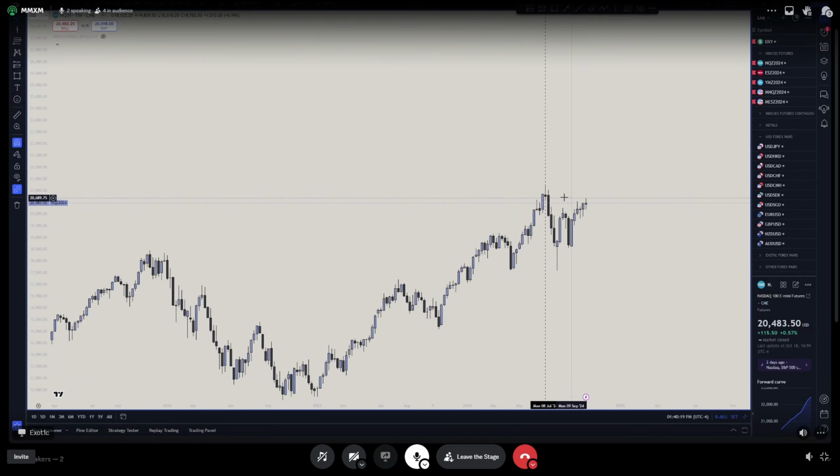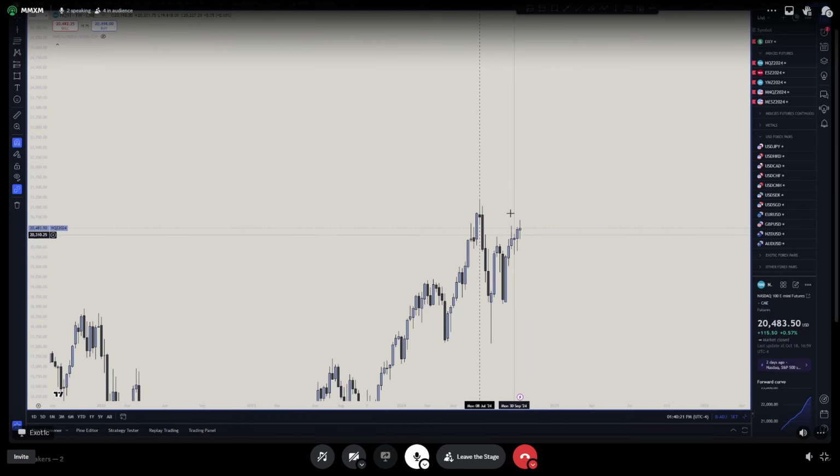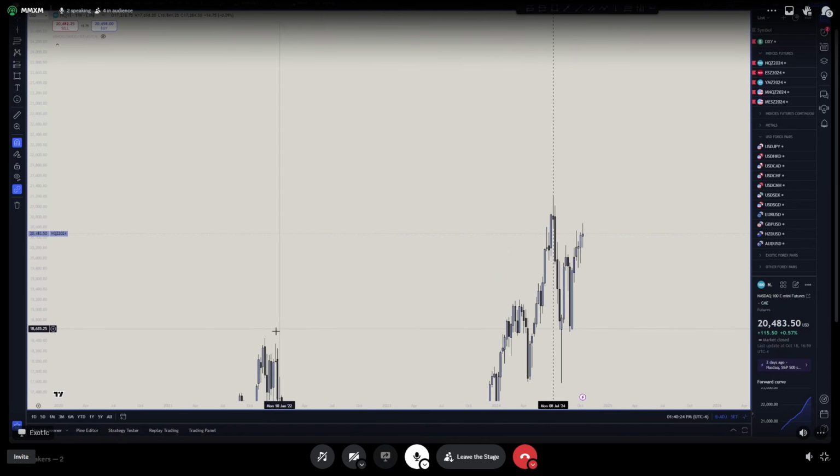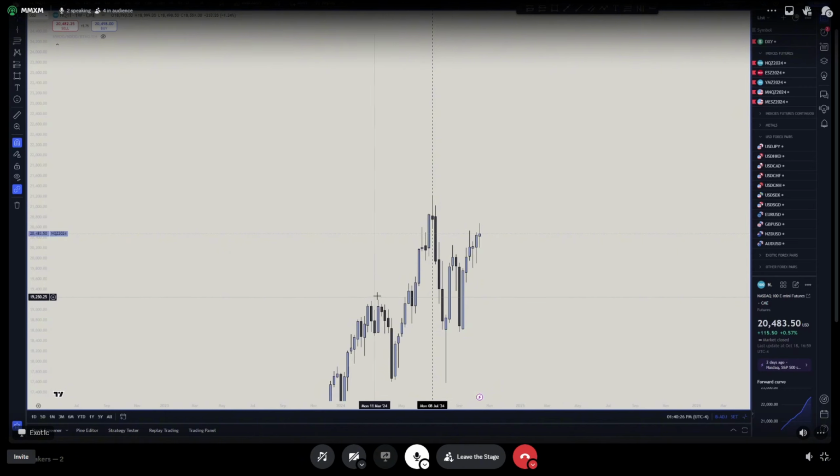What do we see here on the weekly? We don't really see much here on the weekly, right? Besides that, we took out this weekly liquidity here. Nothing's really telling us that we want to start this sell model, but that's perfectly fine. We don't necessarily need that higher time frame context here, right?